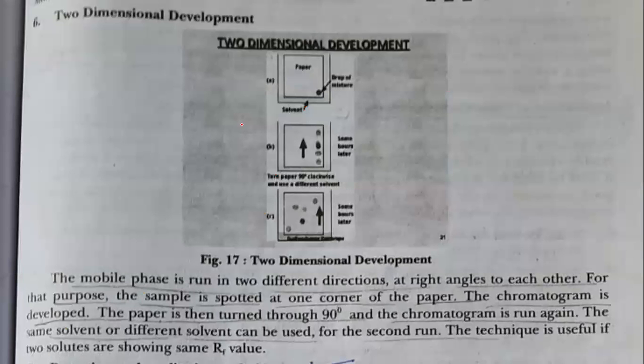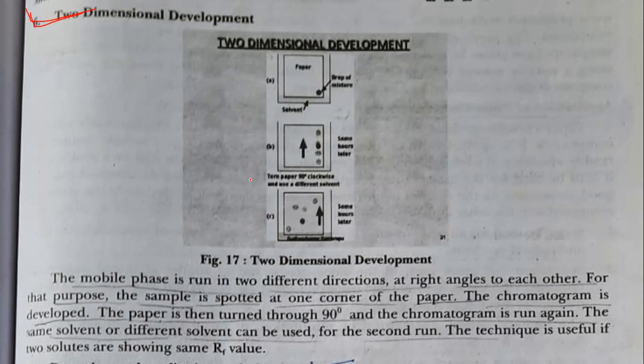If these spots which are visible on the screen contain more than one component, they will also get separated. And for the multiple development, either you may use the same solvent or you can use another solvent also. So see here, the two-dimensional method.